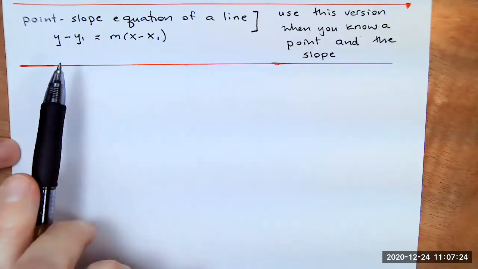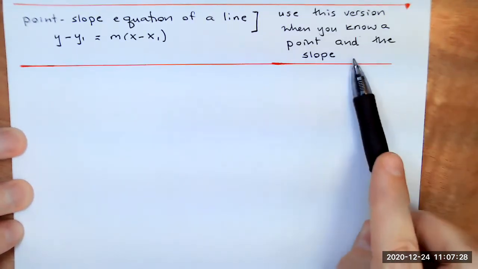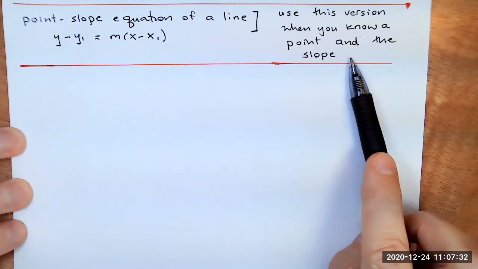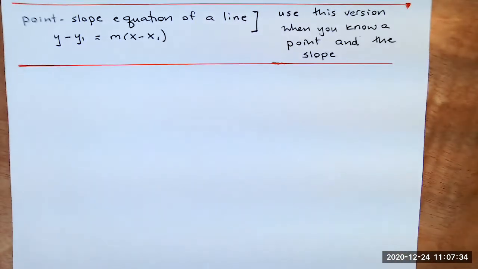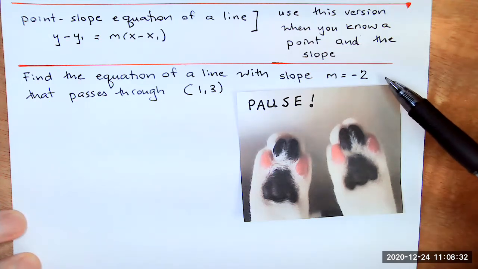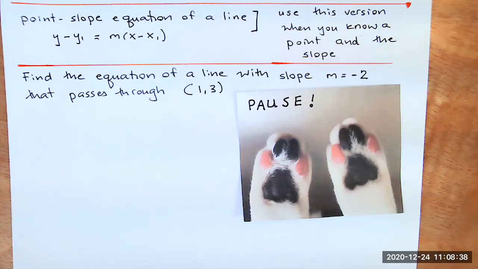Then you'll want to memorize the point-slope equation of a line. You'll use this version when you know a point and you know the slope. Let's do an example. All right, find the equation of a line whose slope is -2 that passes through (1, 3). So I would hit pause and try this one on your own.